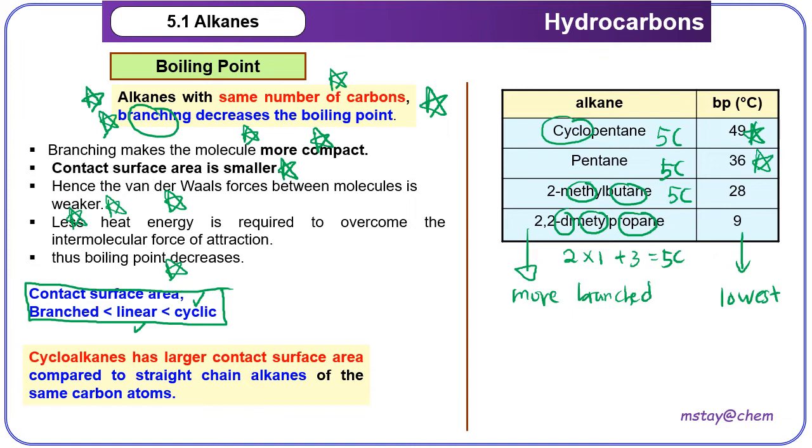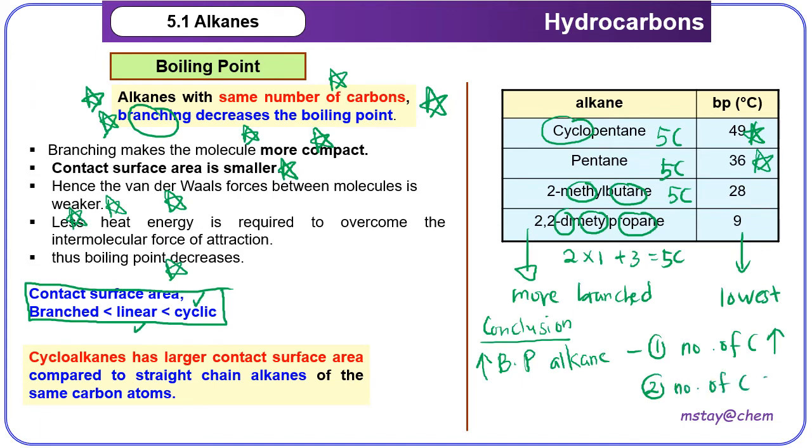So let's do the conclusion now. Okay, the boiling point of alkane: the first thing that we check is the number of carbon. The more the number of carbon, the higher the boiling point. If the number of carbon is similar, we will look at the branch. Or we consider the cyclic has the highest boiling point, followed by linear, and the more branches, the lower the boiling point.